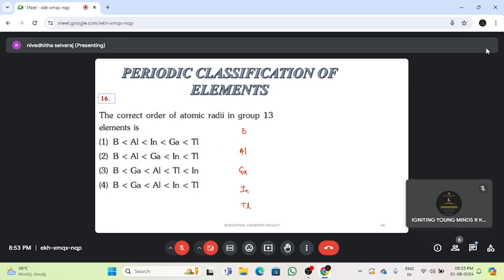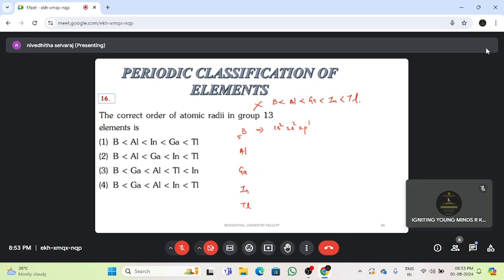What we'll be expecting is, as we move down the group, the size of the atom increases. So the expected order is boron, aluminium, gallium, indium, thallium, but that is not the case here, because of the electronic configuration. Boron's atomic number is 5, and the electronic configuration is 1s2, 2s2, 2p1.